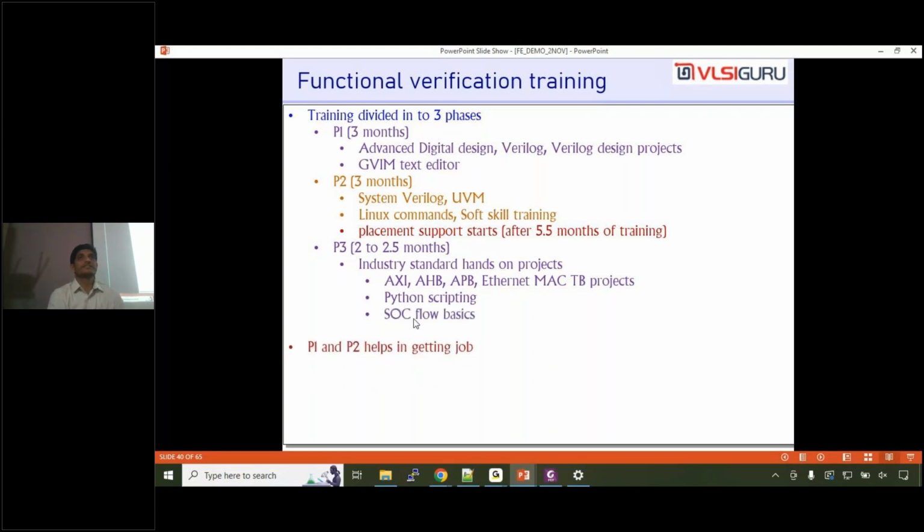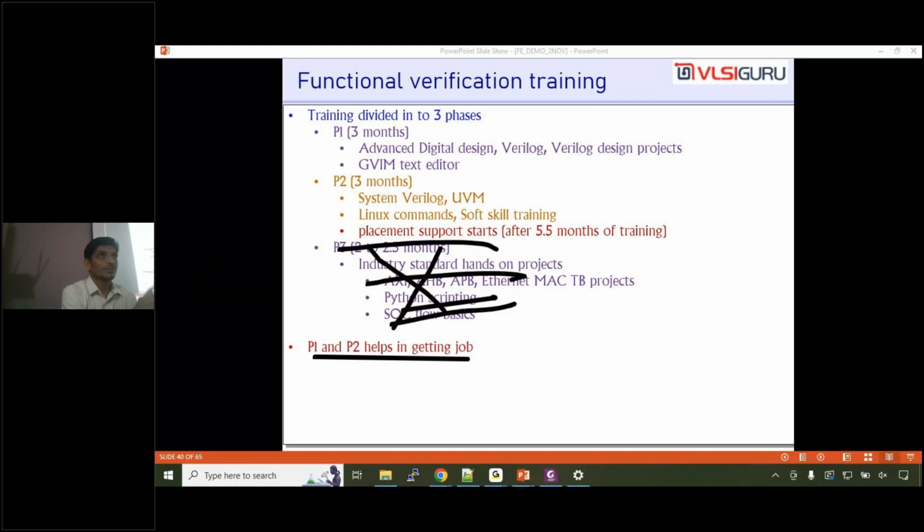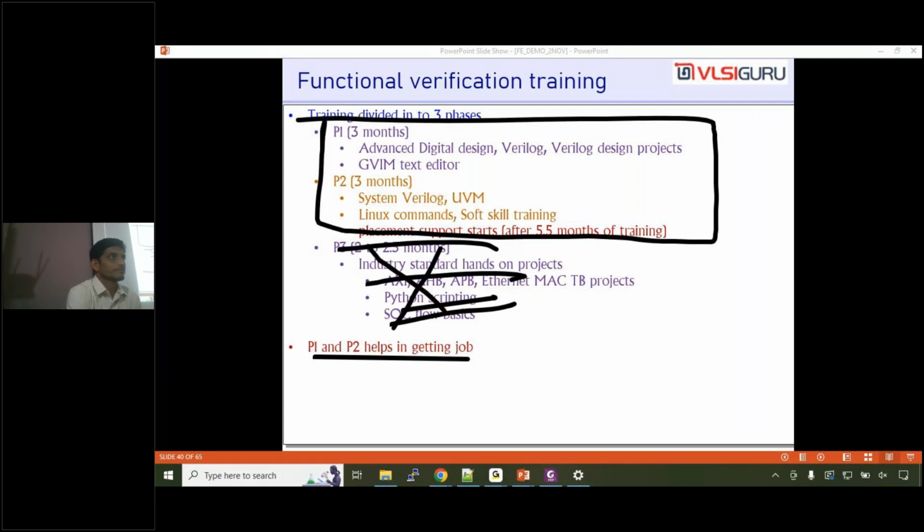So how many phases are there in the training? Overall, 3 phases. Phase 1 and phase 2 actually help in getting the job. Even if you don't do this, many times you can end up getting a job. Even if you skip this entire training, you can actually manage to get a job, because when you go to a company, hiring happens based on this expertise.